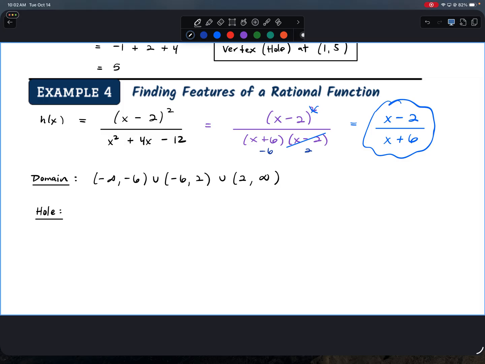Where's the hole at? x equals 2. Now to find the point, guys, remember that means I can just take this number and plug it into my simplified function. Okay? But notice that if I plug it in, what is 2 minus 2? 0. On the bottom, you'll get 2 plus 6, which is 8. 0 divided by 8 is 0. So the hole is going to be at the point (2, 0).